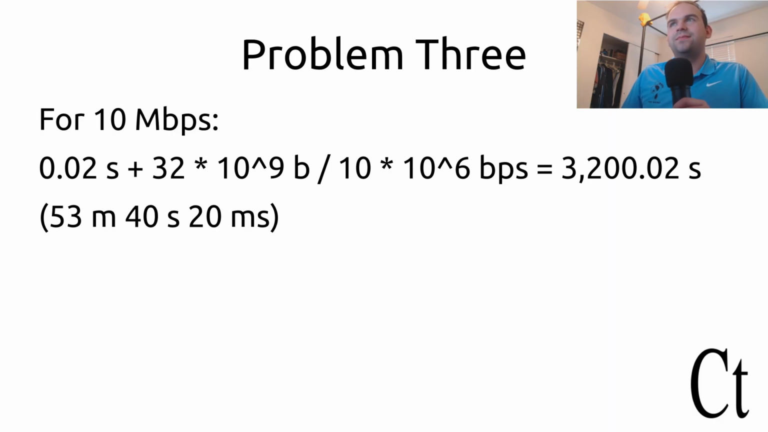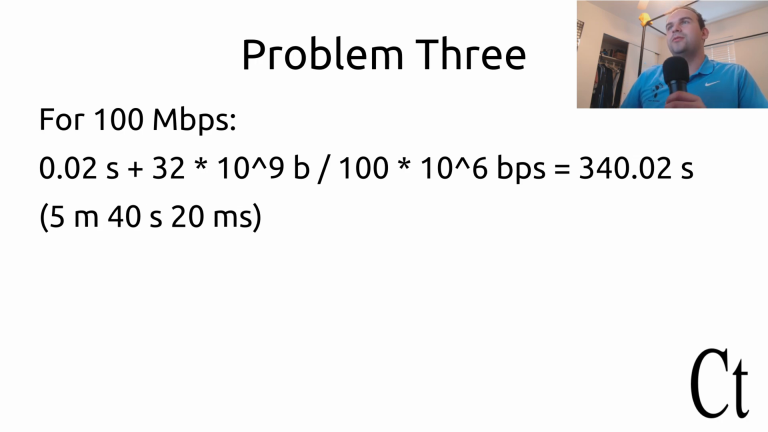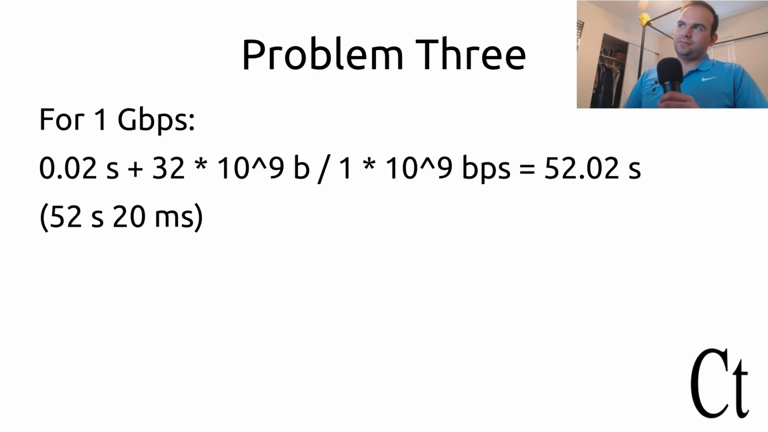So 20 milliseconds plus 32 gigabytes divided by 10 megabits per second is 3,200 seconds. Golly, that's 53 minutes and 40 seconds. That's insane. It's just so long because we have a slow link. For 100 megabits per second, it's now 5 minutes, 40 seconds. So it went from 50 minutes to 5 minutes. We chopped it down by 10, to a tenth of the time, because you increased your connection speed by tenfold. And now we're going to do it again. For 1 gigabit, it's only going to take us 52 seconds.